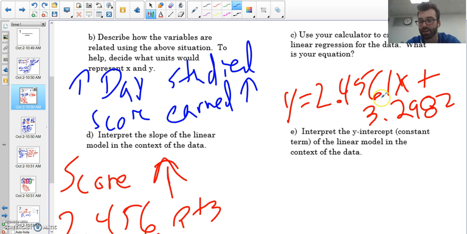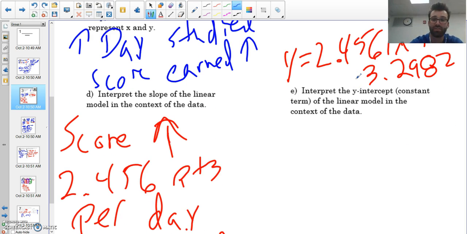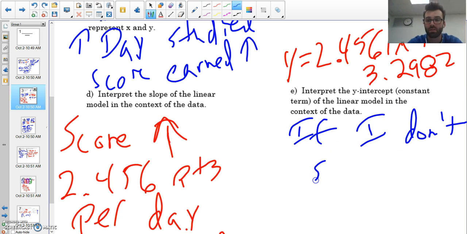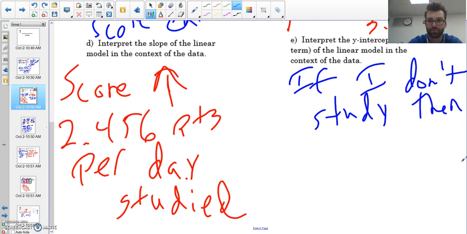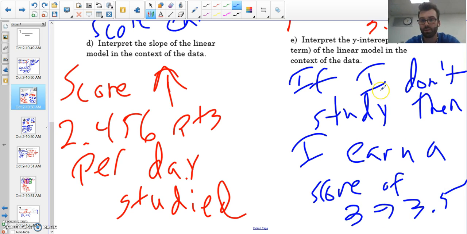Next thing, interpret the y-intercept constant term of the linear model in the context of the data. Well, y-intercept, remember, x is 0, which would mean I have not studied at all. So if I don't study, then I earn a score of somewhere between 3 and 3.5. Score increased 2.456 points per day studied.